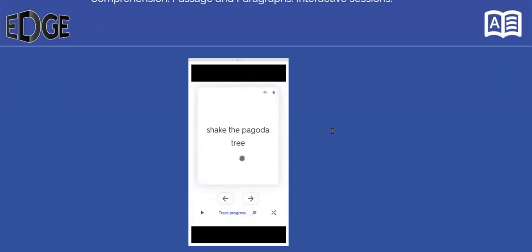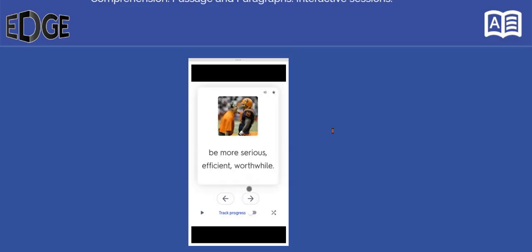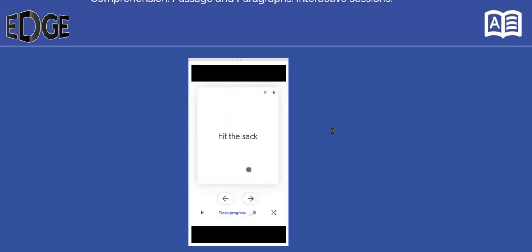As you can see, I clicked onto flashcards where idioms are there, like shake the pagoda tree. The meaning of that is to make a fortune. Then, get your act together: when you are scolding somebody, be more serious, that's the meaning of it. Hit the sack: sleep, go to bed.